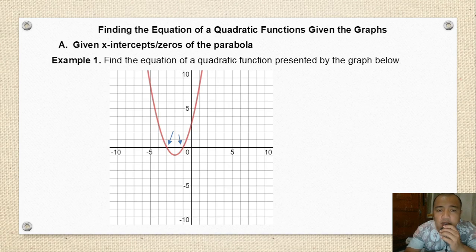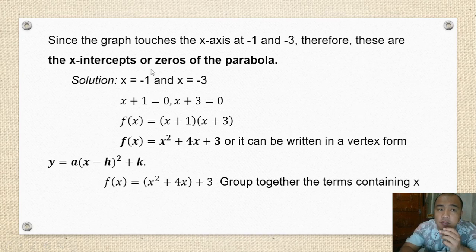Letter A, given the x-intercepts or zeros of the parabola. Find the equation of a quadratic function presented by the graph below. As you can see, only the graph is given. And in the graph, we can see the zeros of the parabola. Zeros are actually the x-intercepts of the parabola, which are equal to -1 and -3. So the graph touches the x-axis at -1 and -3. Therefore, these are the x-intercepts or zeros of the parabola.